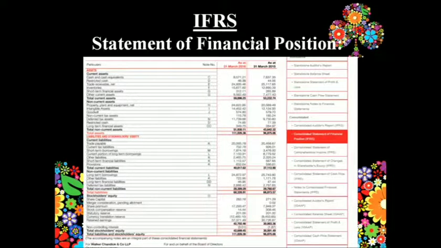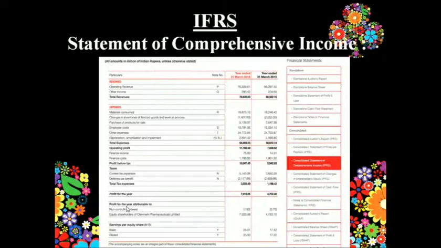So this is an example of a statement of financial position. You could see it's a consolidated statement of financial position prepared under IFRS. Similarly, it also shows the assets, current assets and non-current assets. You could see the liabilities below it, where the format is current liabilities first, then the non-current liabilities, and finally the shareholders' equity.